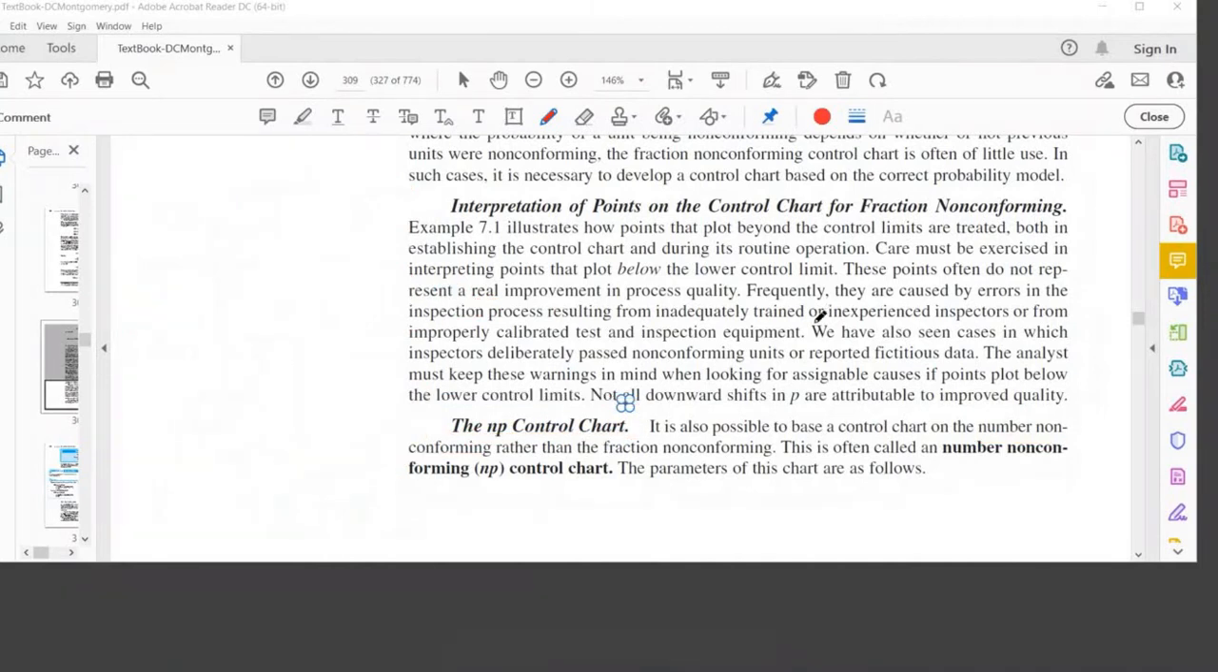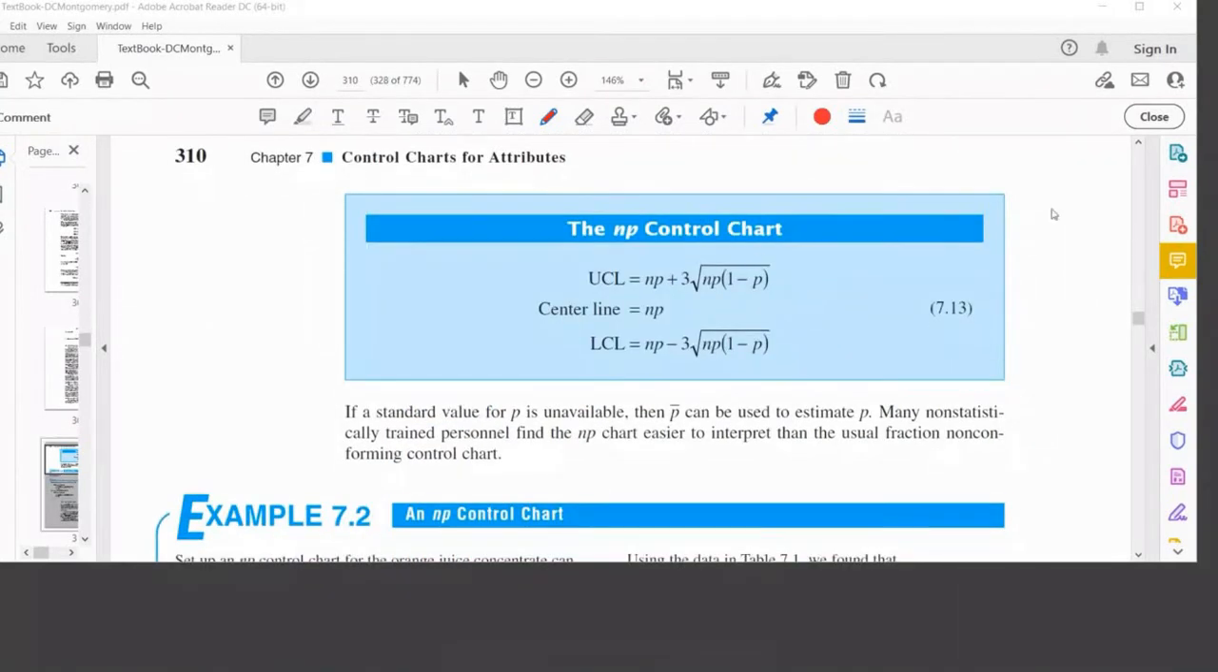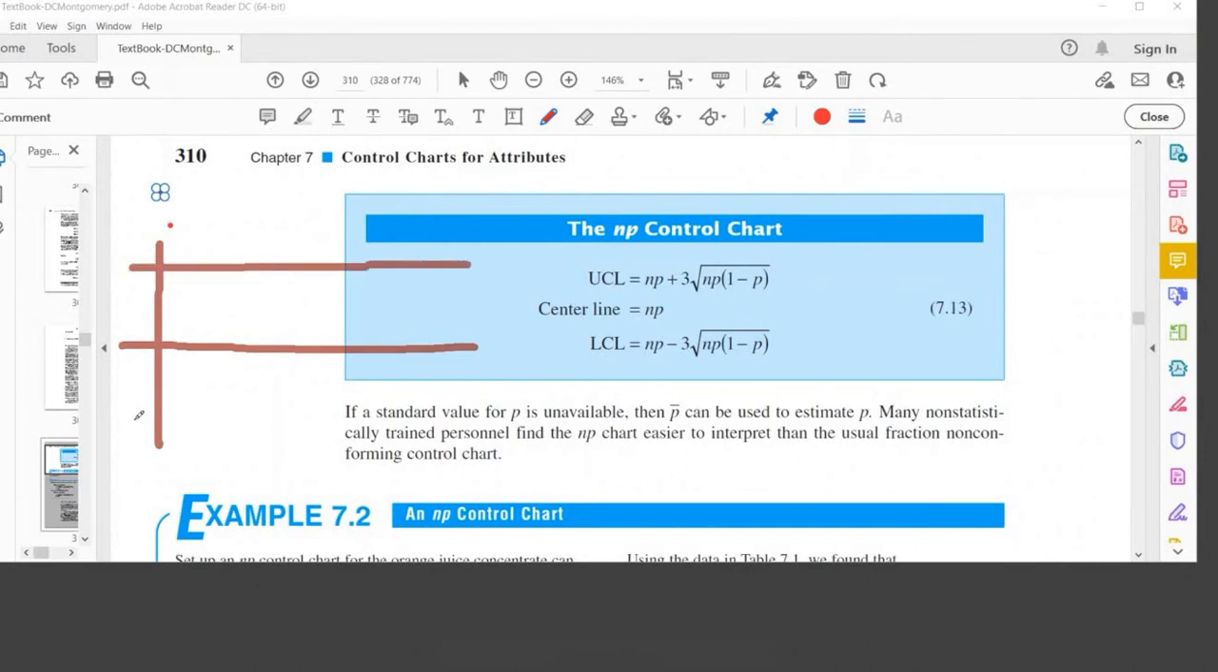What is the formula used? These are the formulas, very simple. The formula for the number of non-conforming chart. If we plot a chart for this, you are going to have a central line, upper control limit, and lower control limit. So the central line will be NP.